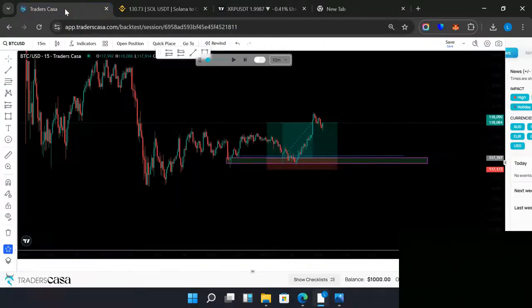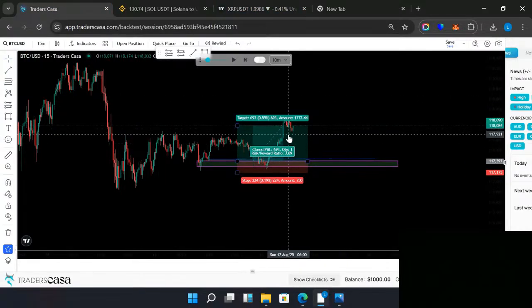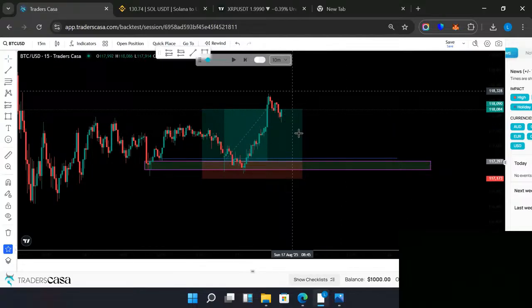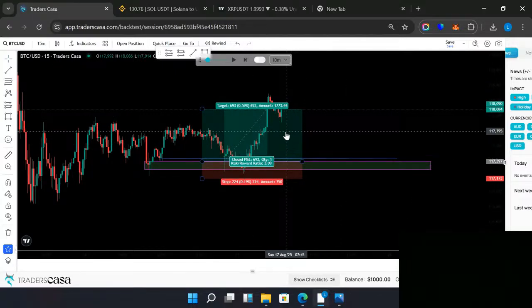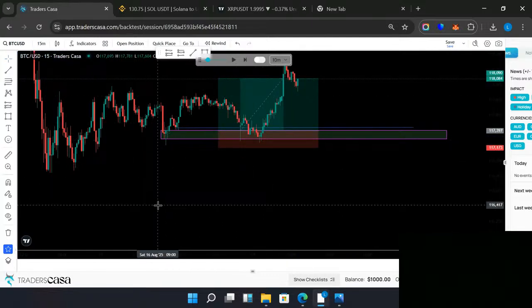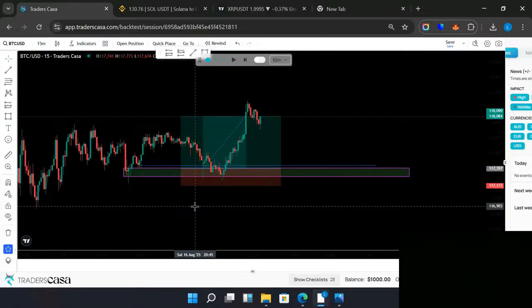Let's wait. Till then you can see what my strategy is. If you look here, this is backtesting. What I have done basically is I wait for the liquidity sweep, and then when price comes to the order block, I place my trade. So it's kind of like that.